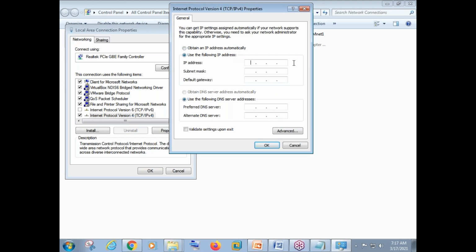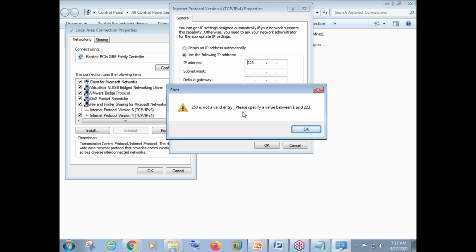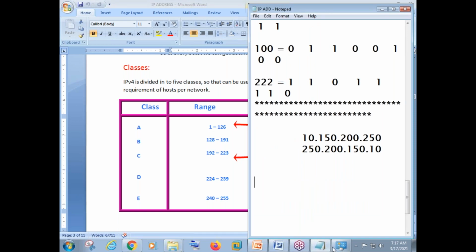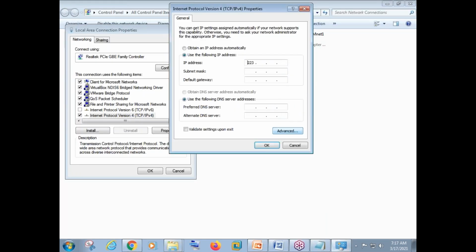But once I say 250 in the first octet, see, there is a message here. And what is the message? 250 is not a valid entry. Please specify a value between 1 and 223. 1 and 223 means class A is starting from 1 and class C is up to 223. So it is saying we cannot use a number such as 250 in the first octet. 223 is the last number we can use.